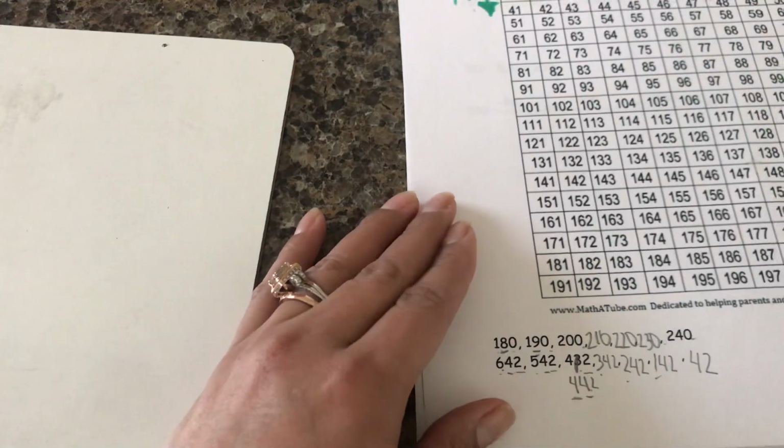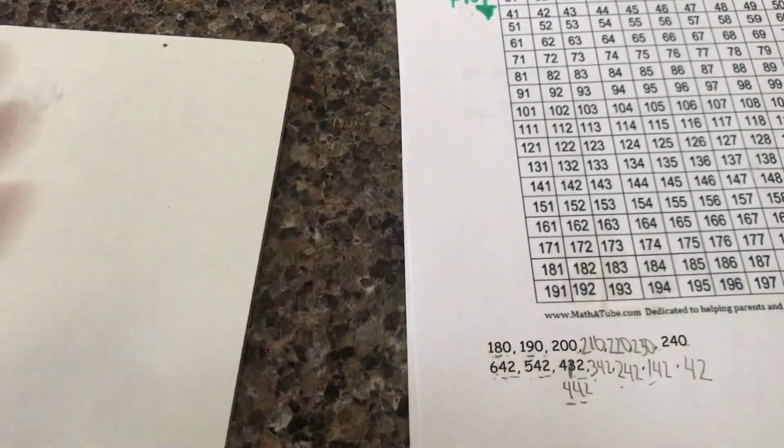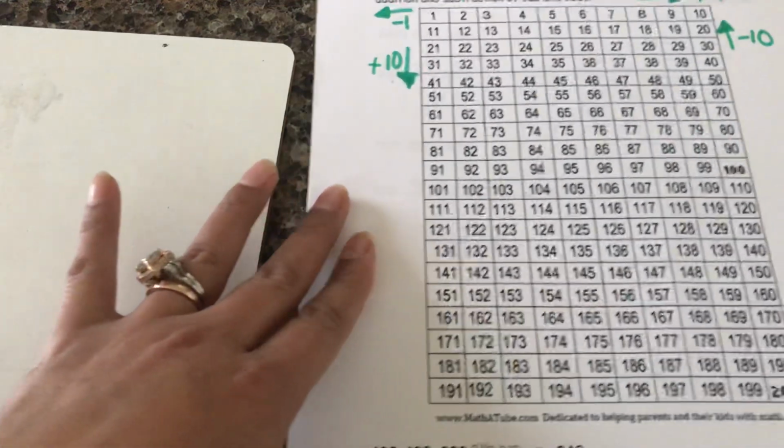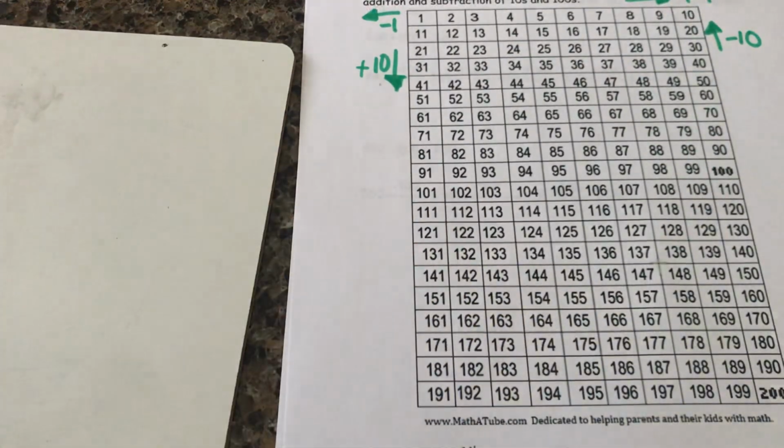So today they're either going to decide if they're adding 10 more or 100 more, or if they're taking away 10 less or 100 less. Again, having them have this chart in front of them as they do the homework will be very helpful.